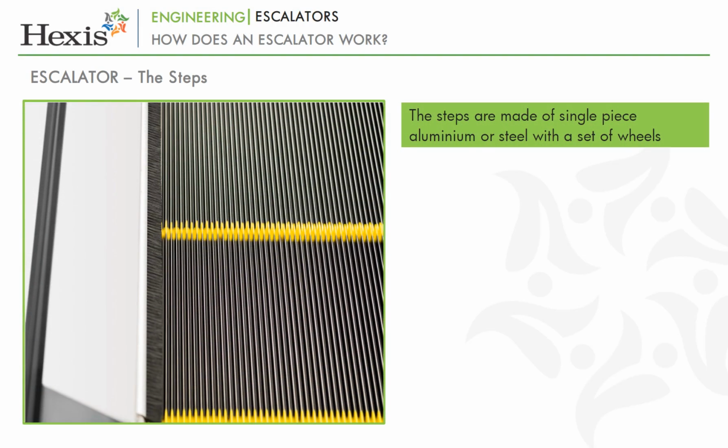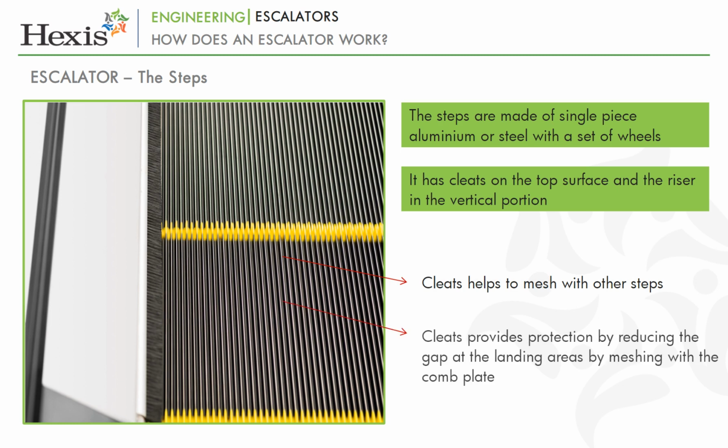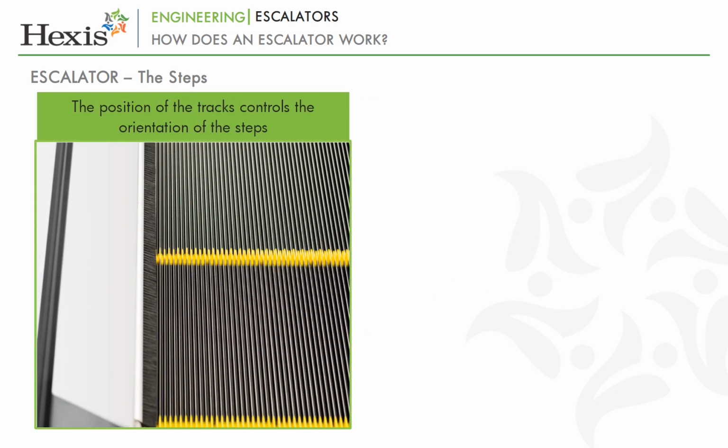The steps themselves are a single piece of aluminium or steel with a set of wheels as described above, and have cleats on the top surface and the riser, that is the vertical portion. The cleats help in keeping the steps meshed with each other and also provide protection by reducing the gap at the landing areas by meshing with the comb plate. The position of the tracks controls the orientation of the steps.